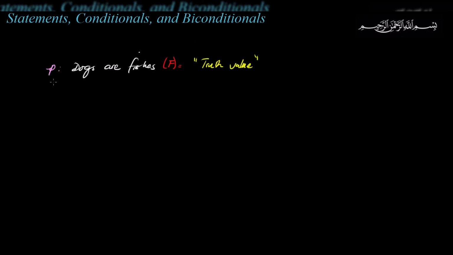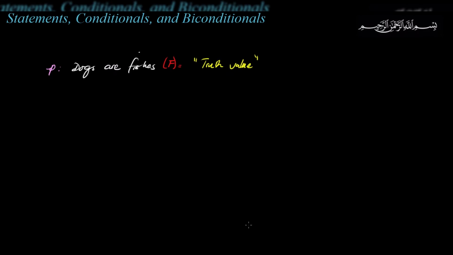What does statement P say? Statement P says that dogs are fishes. That's clearly not true. You can make any statements you want, but every statement you make has a truth value. It's either true or it's not true.